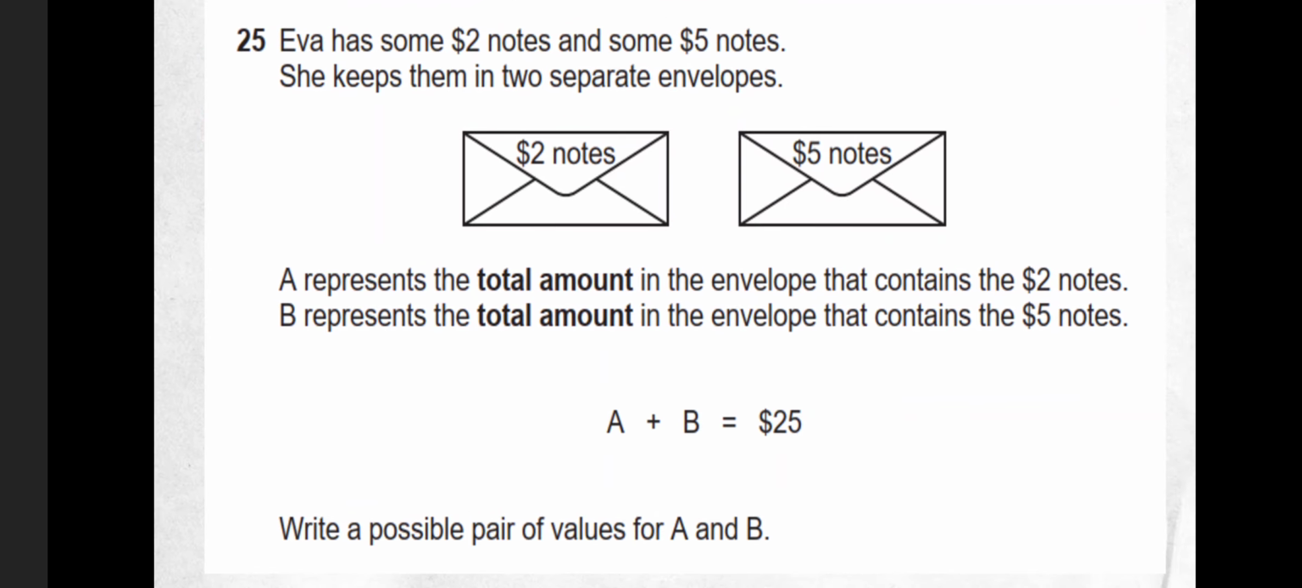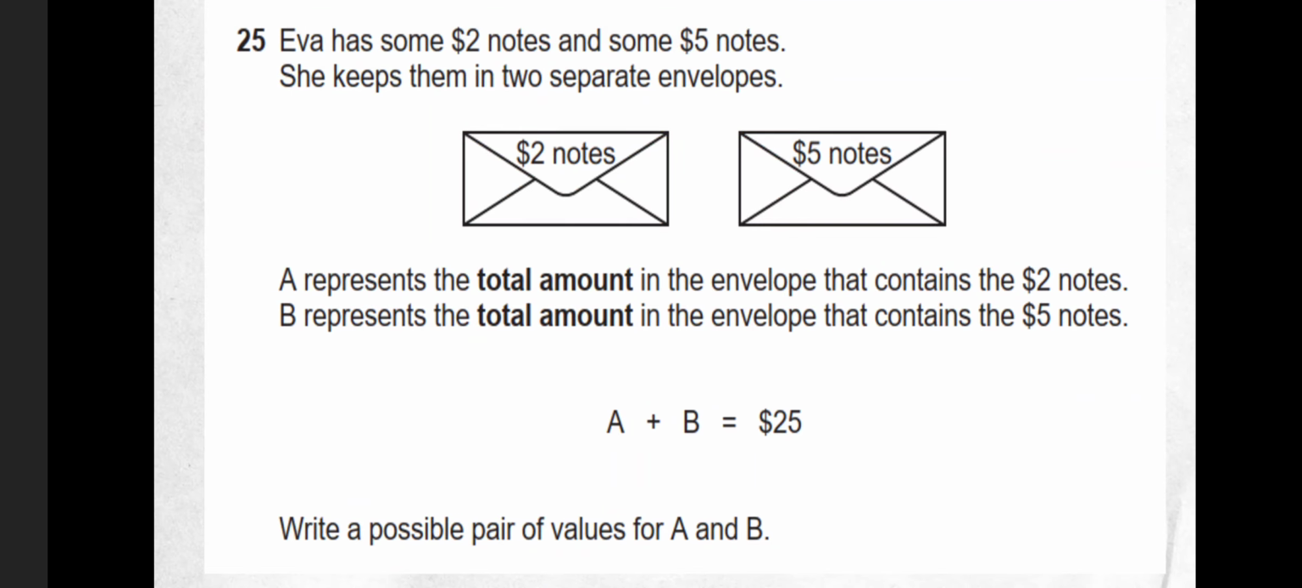We have here an envelope with $2 notes and some $5 notes. She keeps them in 2 separate envelopes. A represents the total amount in $2 notes and B represents the total amount in $5 notes. So I need to find A plus B equals 25. I need a number for A that is a multiple of 2 and a number for B that is a multiple of 5. When I add them together, the answer is 25.